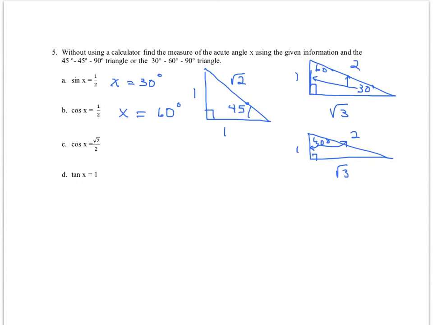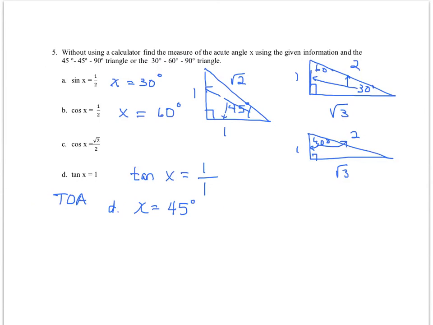Now part D we're going to do next. Tangent of x is equal to 1. Well, tangent is opposite over adjacent. So the only angle that allows 1/1 to happen is 45. Think of it as the tangent of x is equal to 1/1. 45, opposite is 1, adjacent is 1. So for part D, x is equal to 45 degrees.